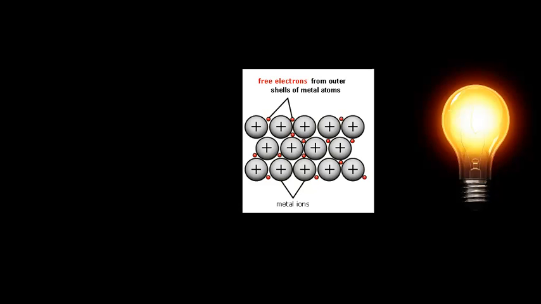Switch on an electric light, a filament light bulb, and it will glow white hot because we're forcing electrons to flow through a thin filament of metal ions. That's what a metal is. It's a lattice of positive ions which is in a sea of free electrons which can flow and bounce backwards and forwards in amongst those ions.